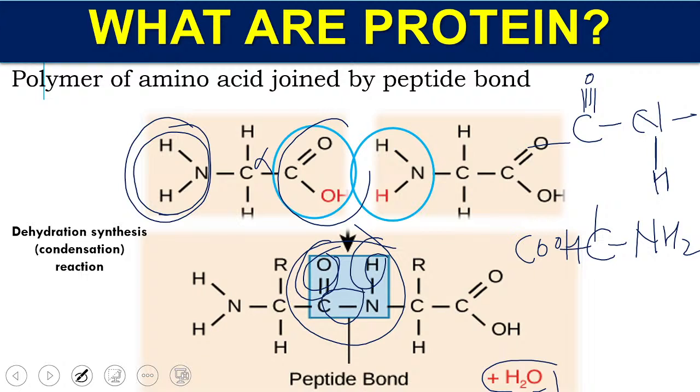The third property is that this peptide bond is a planar structure and a rigid, tough structure, meaning it is hard to break.